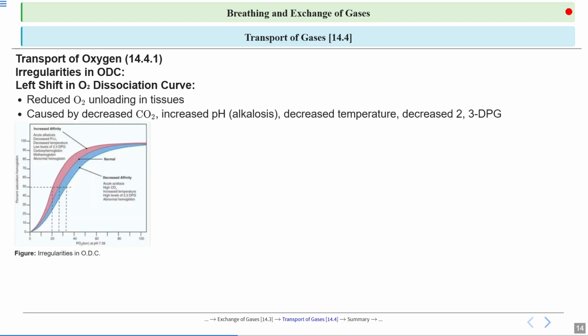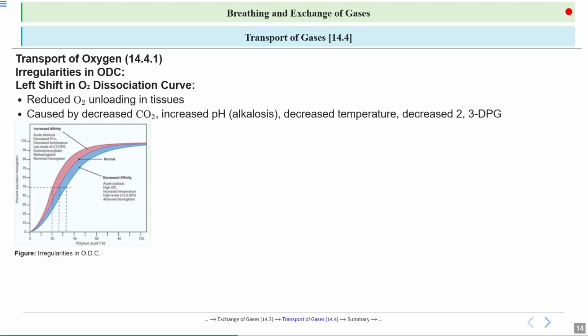Now here it is mentioned: reduced O2 unloading in the tissue. Unloading of oxygen in the tissue will be affected, caused by decreased CO2. If the concentration of carbon dioxide is less in the tissue, that increases pH, alkalosis, decrease in temperature, decreased 2,3 DPG. DPG, that is the diphosphoglyceric acid molecule found in the red blood cells, and it regulates the release of oxygen in the tissue from hemoglobin, right?